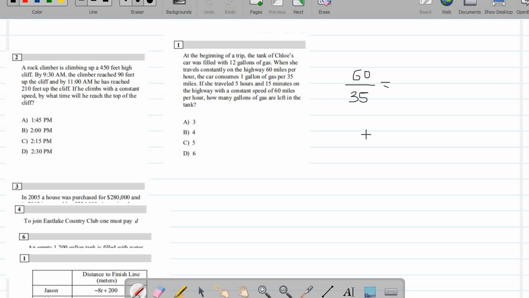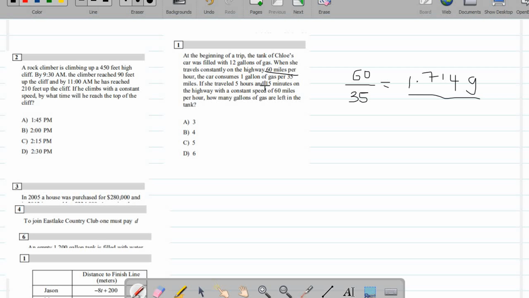12 over 7, that's 1.714. So it consumed 1.714 gallons when you're driving at 60 miles per hour. Alright, so if you travel 5 hours and 15 minutes on the highway with a constant speed of 60 miles per hour, so this is what she's consuming for every 1 hour she drives 60 miles.